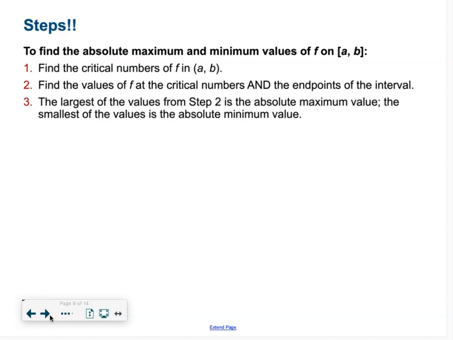Because every absolute max and min has to occur at a critical number or an endpoint. So you just have to find your critical numbers and test your critical numbers and your endpoints.